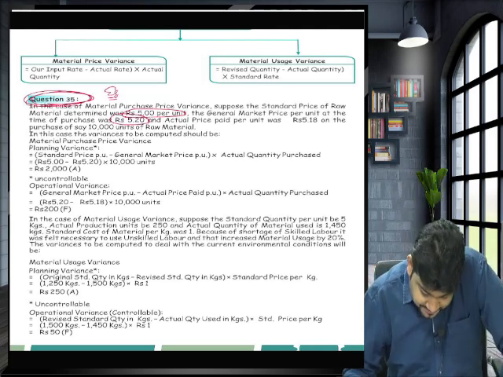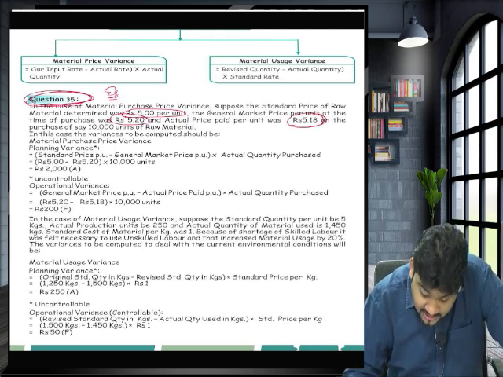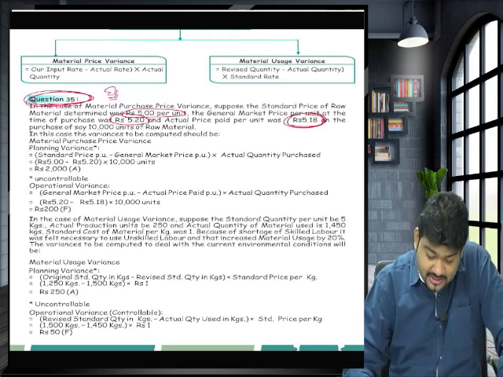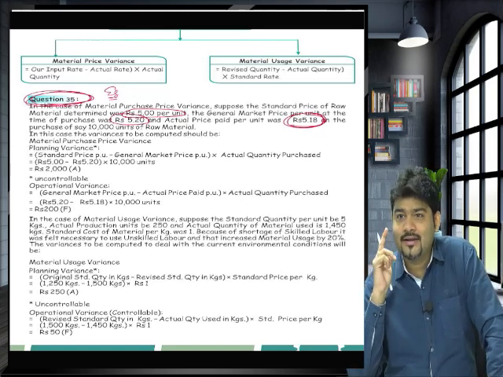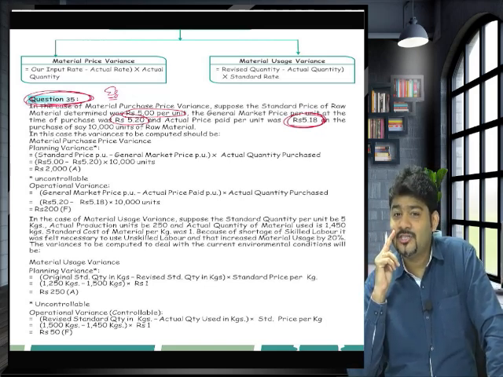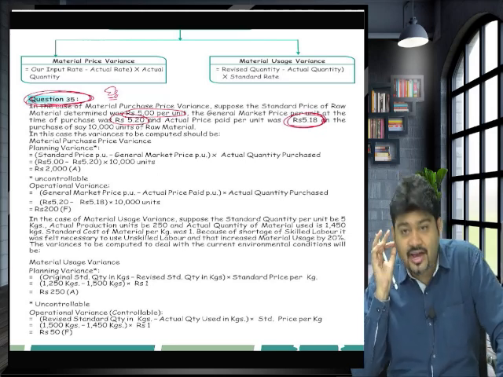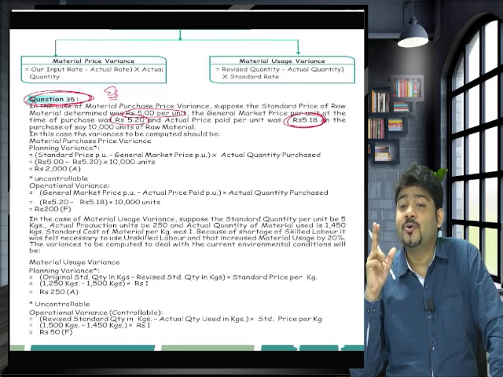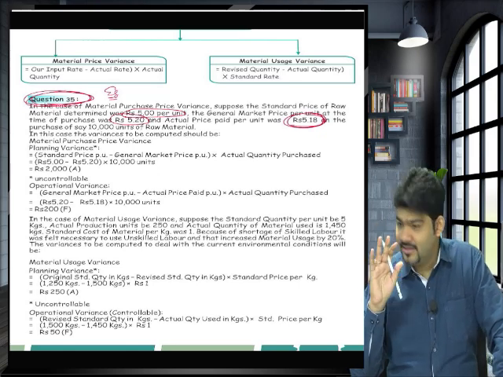Clear. And the actual price paid per unit was 5.18 on the purchase of say 10,000 units of raw material. Can I say you have cleared internally that your original standard price is 5, but the market changed to 5.20, and we have purchased it at 5.18. Are we clear? Just a moment.